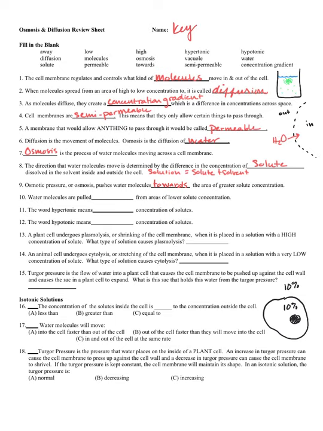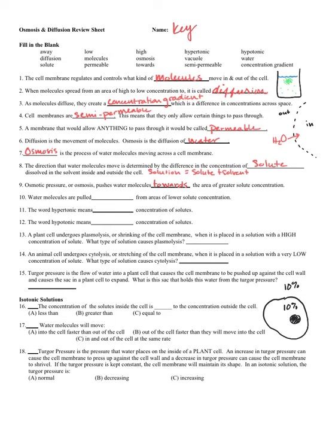So number 16 says, the concentration of the solutes inside the cell is blank to the concentration outside the cell. So if you're talking about an isotonic solution, the answer is C, and that is equal to the concentration. So if you have an isotonic solution, you'll notice that the concentration of solutes is the same outside the cell and inside the cell. So like in the example that I just drew, there's a 10% salt solution outside the cell and 10% inside the cell. So that's isotonic because they are equal.